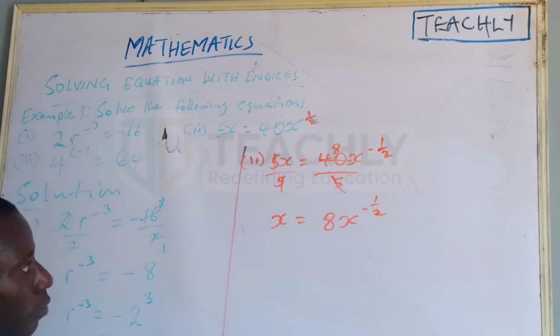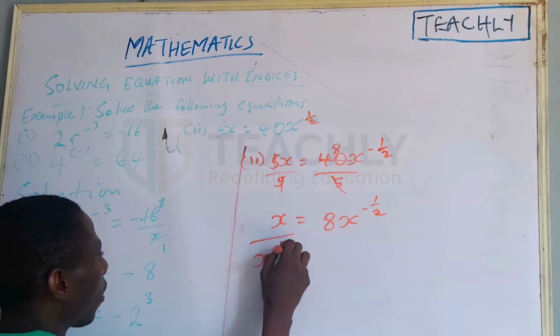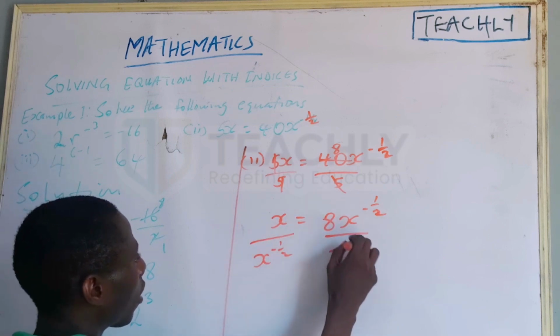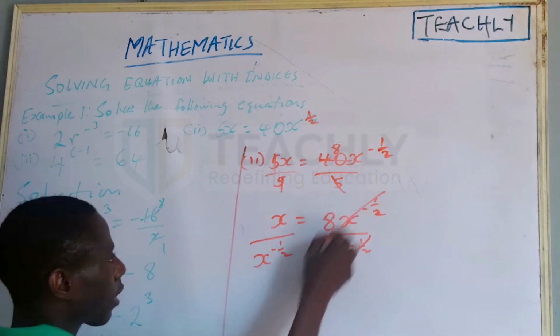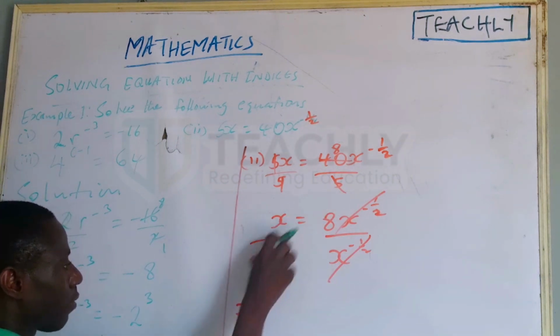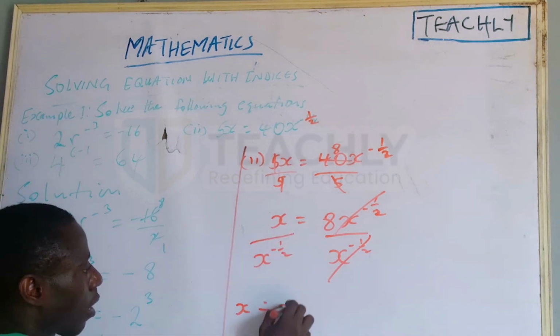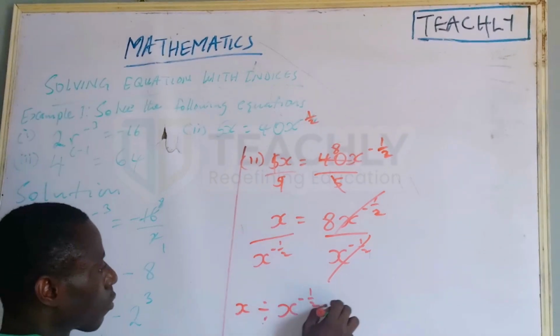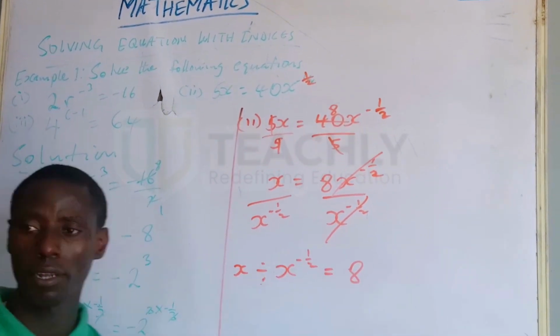The second step is we have x here and x here. Let's transfer all x to one side. We can do that by dividing both sides by x^(-1/2). This side also is divided by x^(-1/2). So we have x on one side, and this will take care of this. So we have x divided by x^(-1/2) equals 8. Gradually we are separating them, letter to one side and number to the other side.